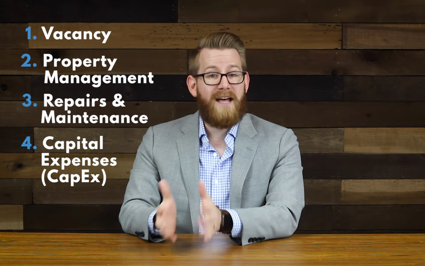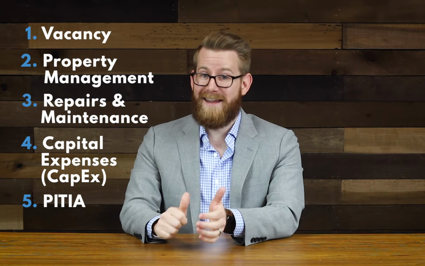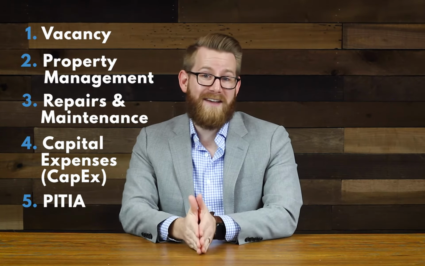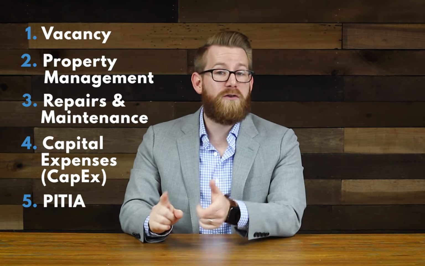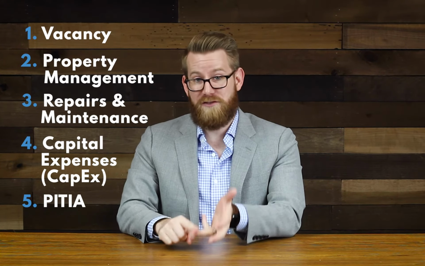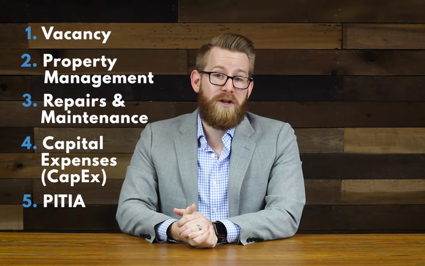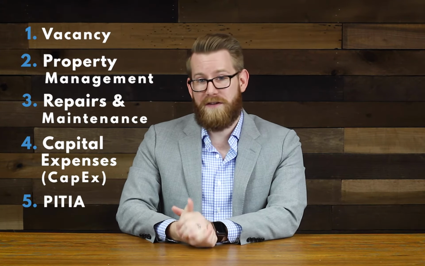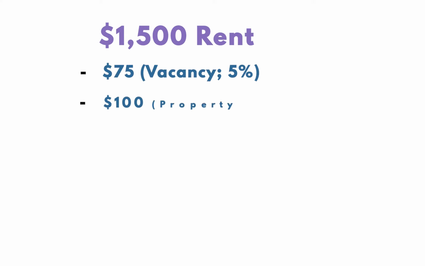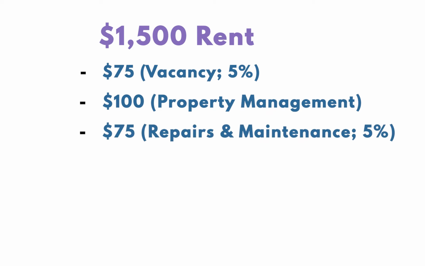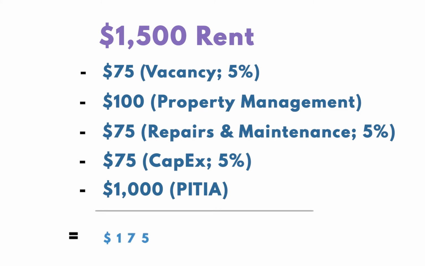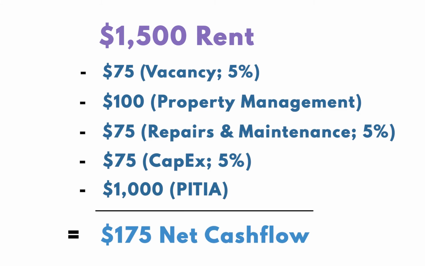Last but not least, we have PITIA, which stands for Principal, Interest, Taxes, Insurance, Association. This includes your mortgage payment, your escrows, and your HOA dues. All right, so now that we know all of the expenses to keep in mind, let's take a look at a quick example. Let's assume you're considering a property that would rent for $1,500 per month. If we subtract 5% for vacancy, $100 for property management, 5% for repairs, 5% for CapEx, and $1,000 for our PITIA, this leaves us with $175 per month as a good, conservative estimate of net cash flow after everything is said and done.